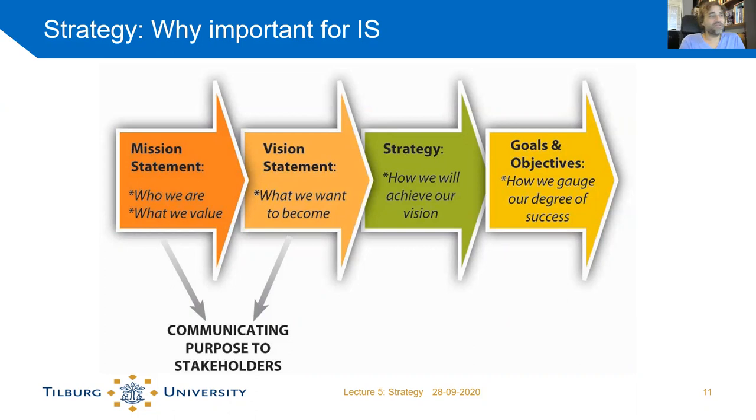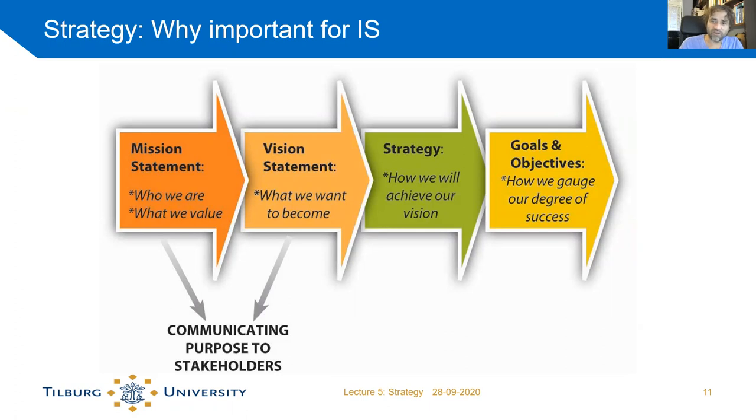So mission and vision statement: who we are, who we want to become, something you can use for your stakeholders. If you want to make money, if you want to explain to important people like banks who we are, it's your mission and vision statement. Strategy is how we will achieve our vision, usually a five to ten year term at max. Goals and objectives, how we measure the degree of success, are really specific. Based on our strategy, we want to achieve this increase in sales, bring these new innovations to market, etc. So goals and objectives are specific.